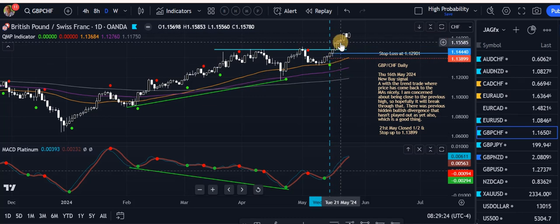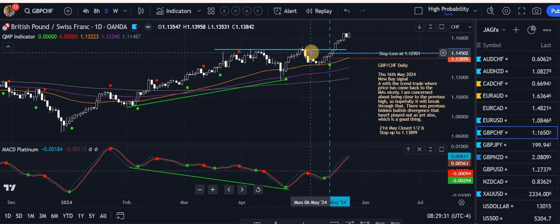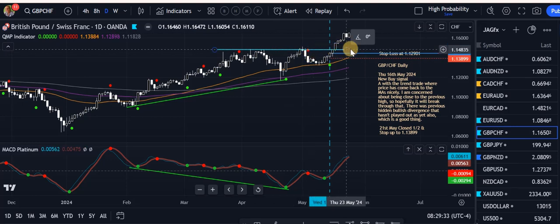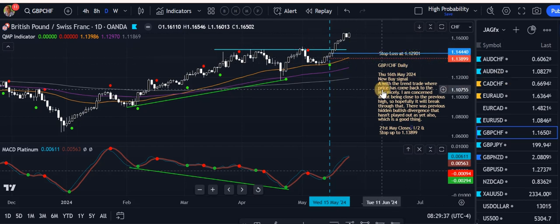The MACD Platinum was already through the zero level, so I closed half and brought my stop up, put myself on a no-lose position. So obviously it's cleared these highs now. We'll just keep this line on the chart, see if it comes, maybe comes down and becomes a support level. You know, sometimes support turns into resistance, resistance turns into support.